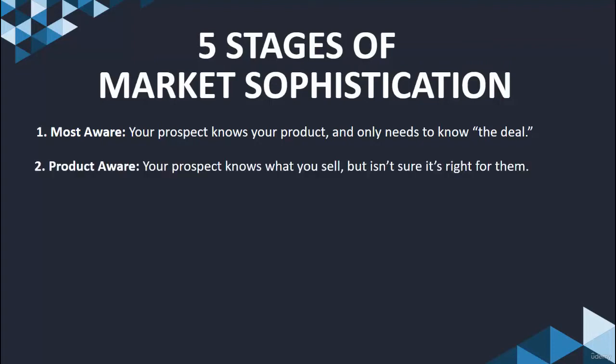And with stage 2, they are product aware. So they know what you sell, but they don't know that it may be the right solution for them. They don't know that it may be the right thing for them to purchase at that particular time.